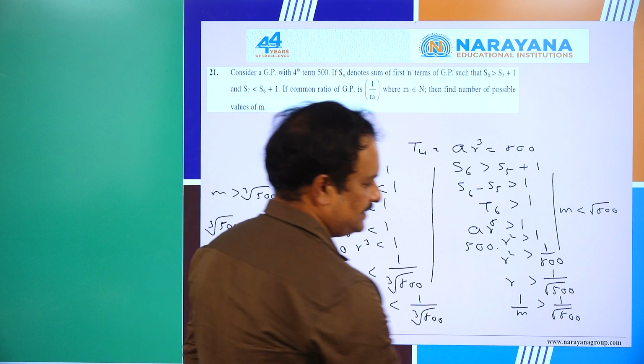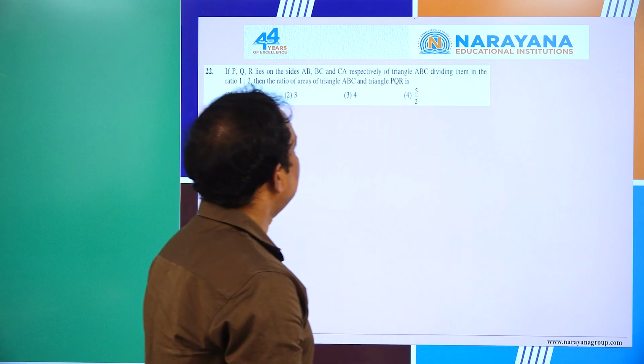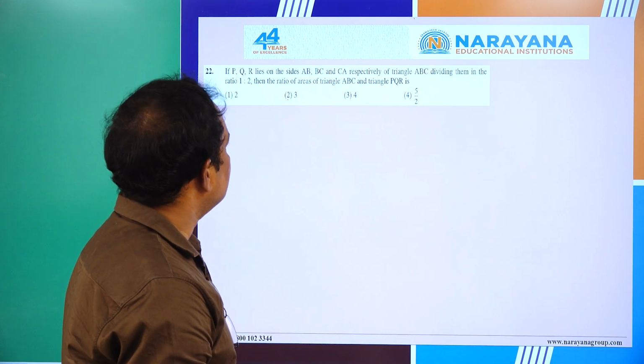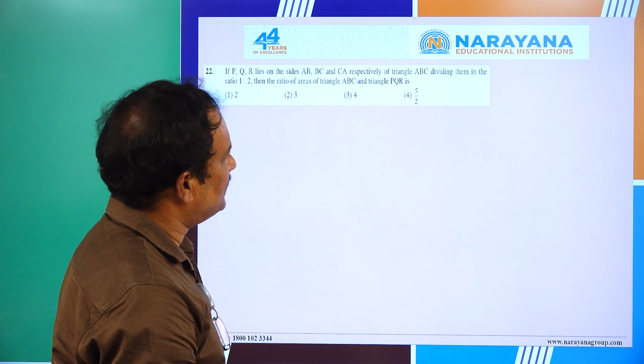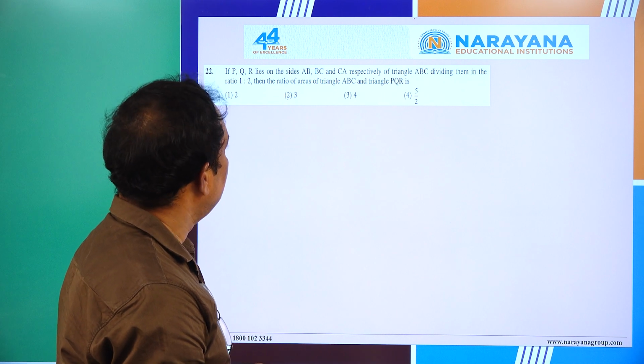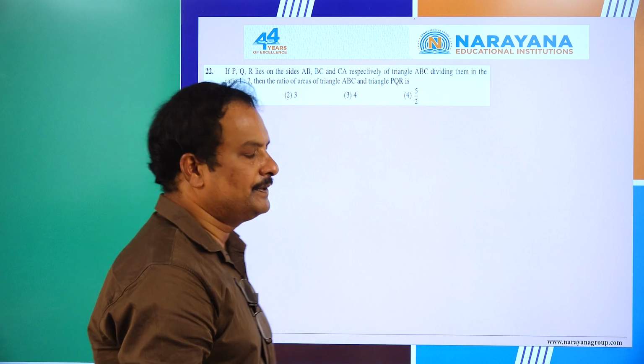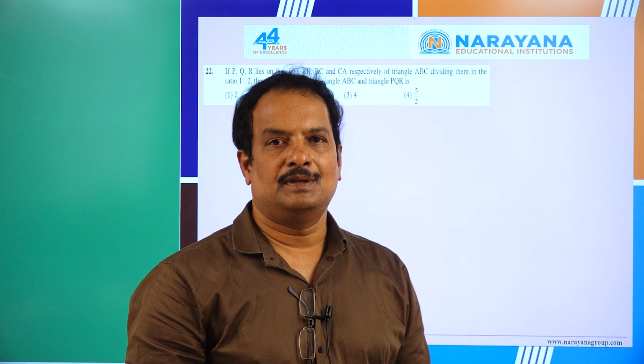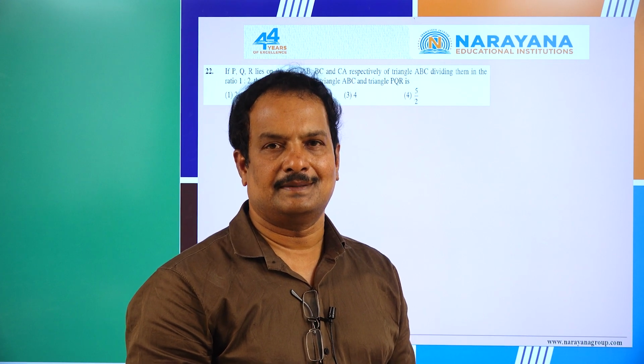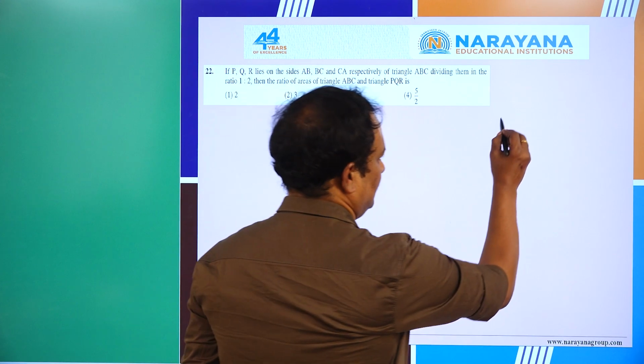Okay. Now let's go for the next question. In this case, P, Q, R lie on the sides AB, BC and CA respectively of triangle ABC, dividing them in the ratio 1:2. Then find the ratio of the areas of triangle ABC and triangle PQR. This is based on the simple properties of triangles. So this is the triangle ABC.